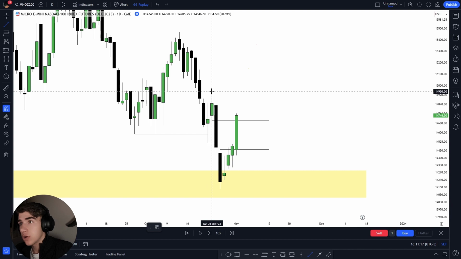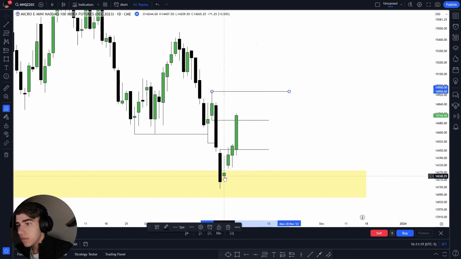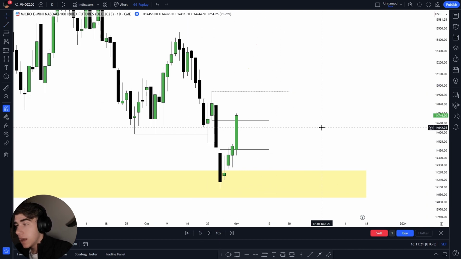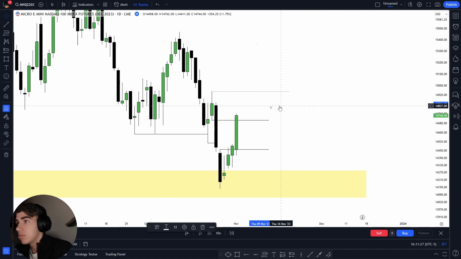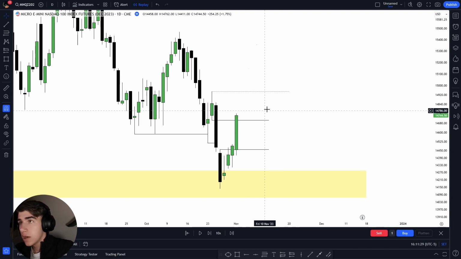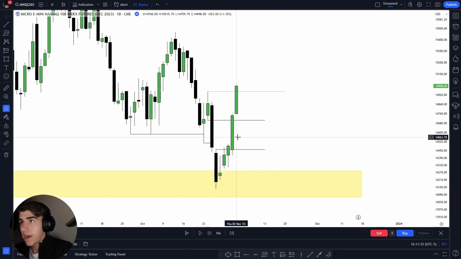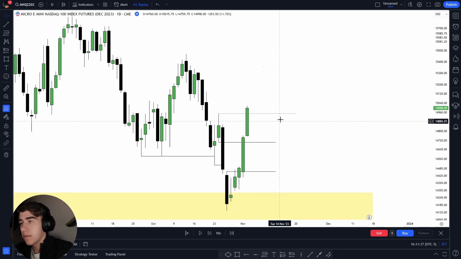So now my draw on liquidity is here. This is a PD array high, and just like I mentioned that equal highs and equal lows are important, so are PD array highs, right? They're very good targets for your draw on liquidity. So this is now my target for the next day, and I'm very confident that this is going to get hit. And once you look at that, the very next day we hit that high, right?